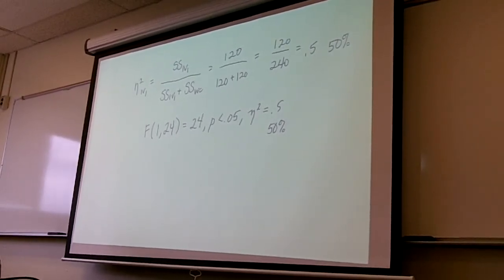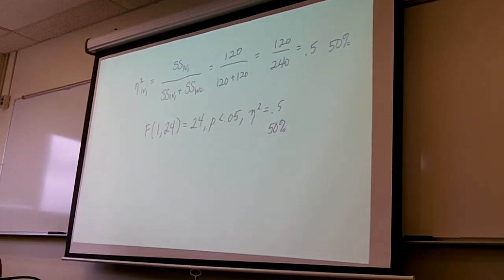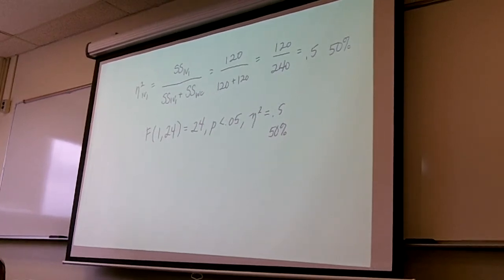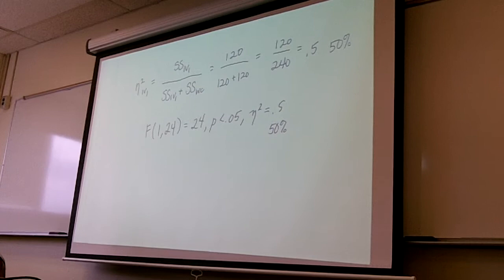So do you guys think you can do that for IV2 and the interaction? Let's go through and see what you got for those and see if you got it right. If anybody's stuck and doesn't know how an answer was arrived at, now that we've done one, let me know. For IV2, what's the DF numerator? 2. What's the DF denominator? 24. It's the same thing, right? What's the F critical? 3.40. What's the F observed? 8. What's the eta squared? 40% or 0.4.